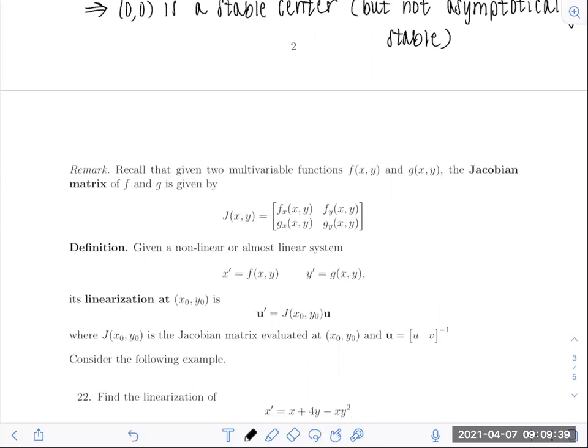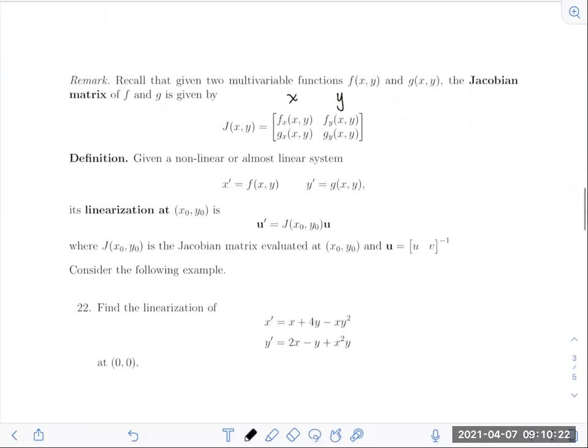All right, so what I'd like to do here is just recall the Jacobian matrix, which we've seen before in Calc 3, but perhaps you're a little rusty. So recall that given two multivariable functions, f of x y and g of x y, the Jacobian matrix of f and g is given by the partials of f with respect to x and y across the top row, and the partials of g with respect to x and y across the bottom row. So the partials with respect to x are always in the first column. The partials with respect to y are always in the second column. So we've used the Jacobian in Calc 3 when we were doing transformations of various coordinate systems.